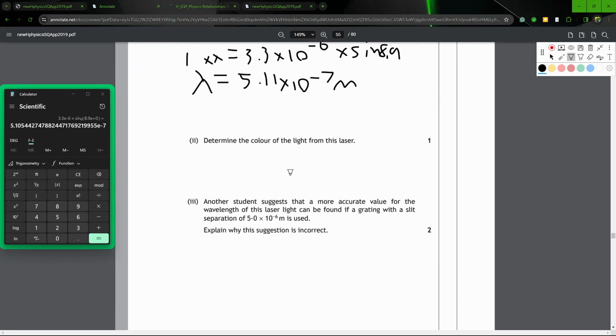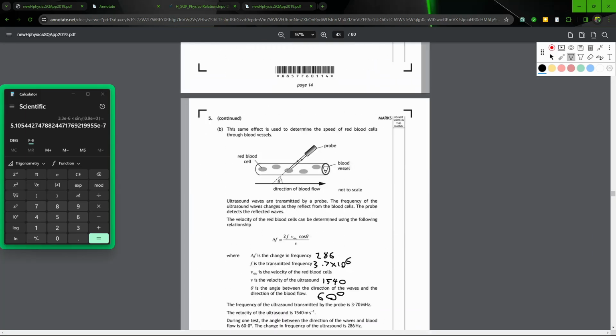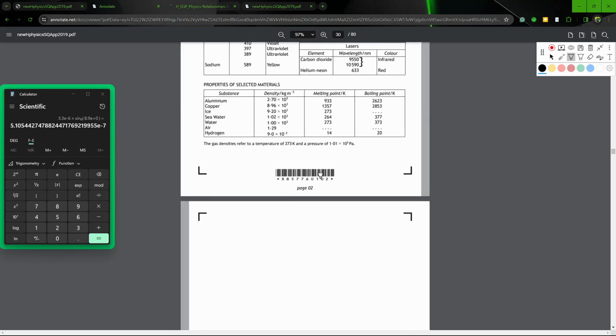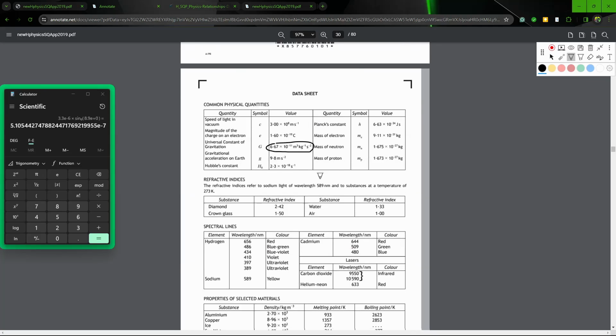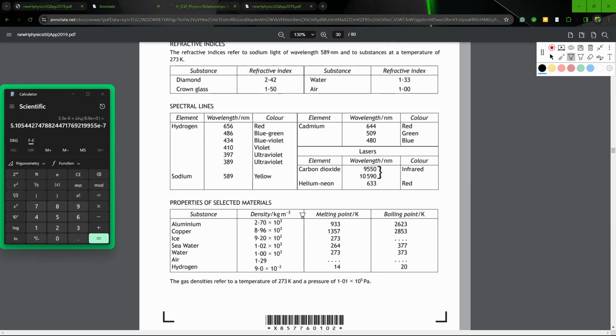Determine the colour of the light from a laser. Okay, well, a lot of people stumble into this, but what you do is go all the way up to the data sheet. It was 510 nanometers roughly, because 1 nanometer is 10 to the negative 9. So if it's 10 to the negative 7, it's 100 nanometers, so 500 nanometers, right?